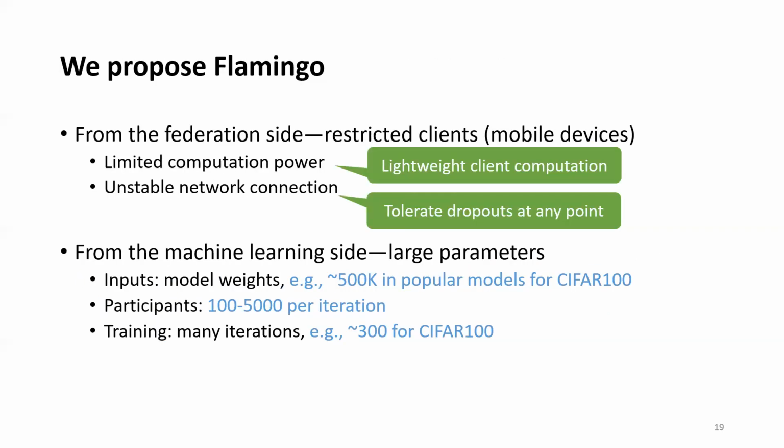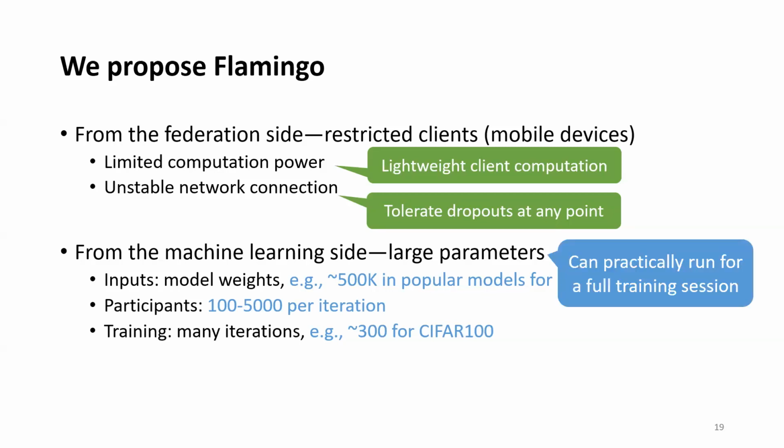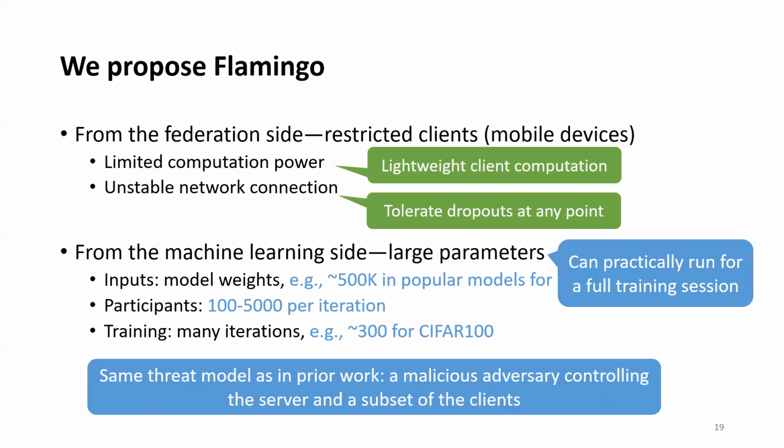So we propose a protocol that fits these efficiency needs and can practically run for a full training session for a standard image data set. And we have the same threat model as in previous work, which is a malicious adversary controlling the server and a subset of clients. In this talk, for simplicity, I will only cover the semi-honest case. For the malicious case, I'm happy to talk about it offline.